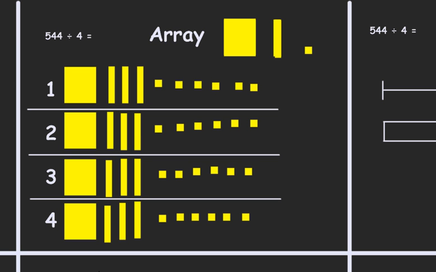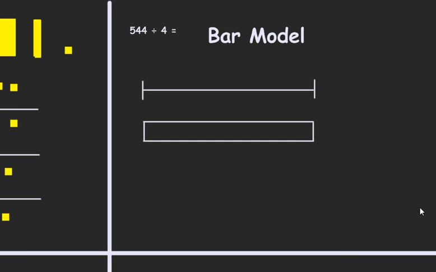Now with the bar model, this again is easier with smaller numbers, but if we're going to do this with this big number, we can see it shows kind of a representation of what this would look like. Now in the bar model, our dividend, which is 544, will go on top of the bar right here, and then our divisor is 4. So we are going to make 4 equal boxes down here.